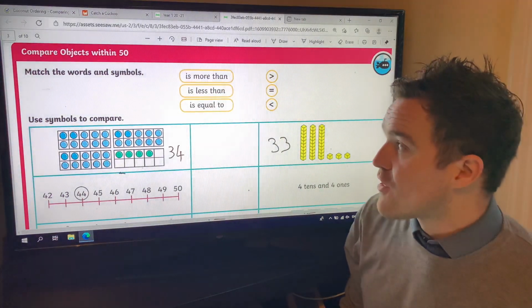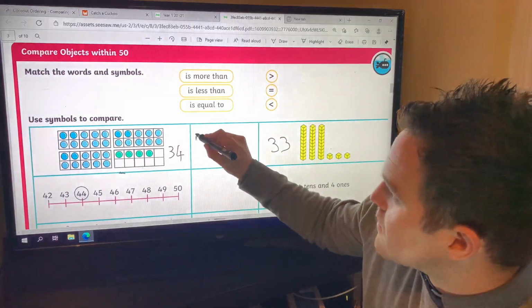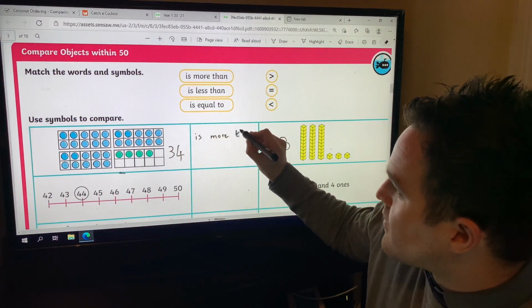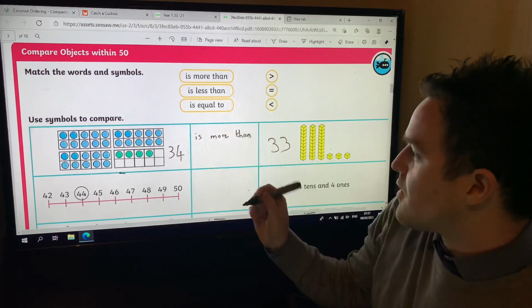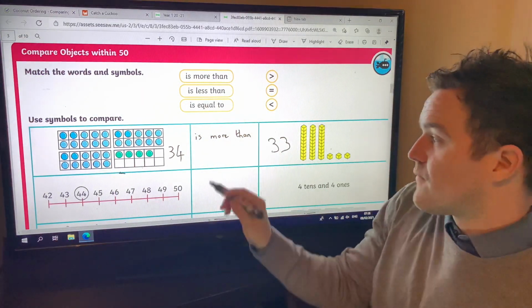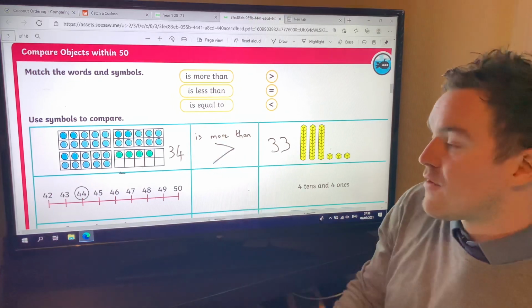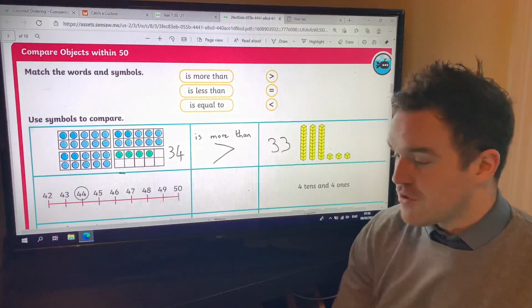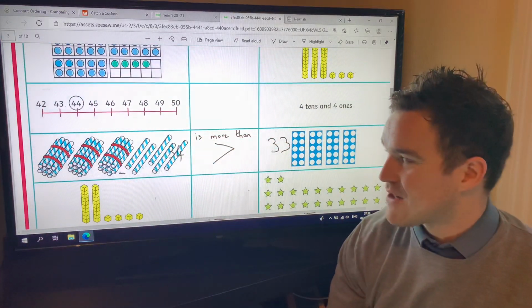Well, I could say 34 is more than 33, or 34 is greater than 33. The alligator's eating 34 because it's bigger than 33. So there's a few of those. You have to work out what each picture means.